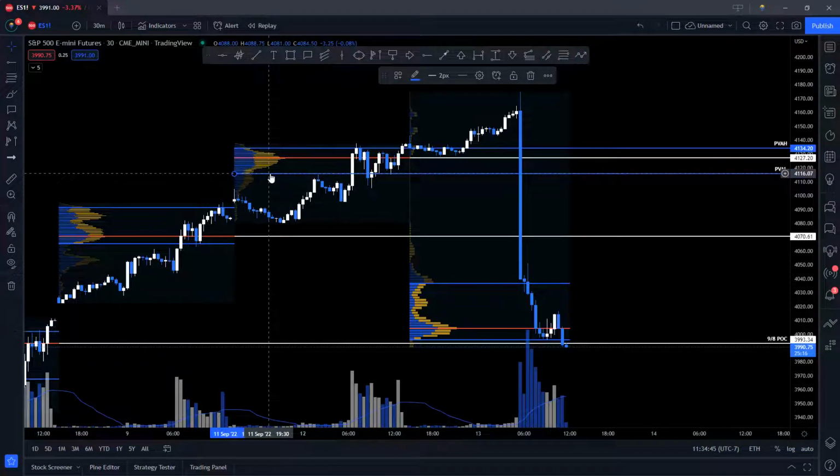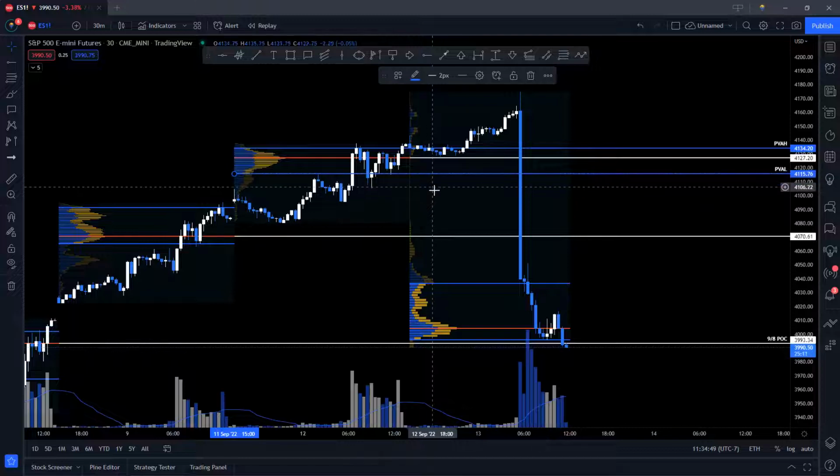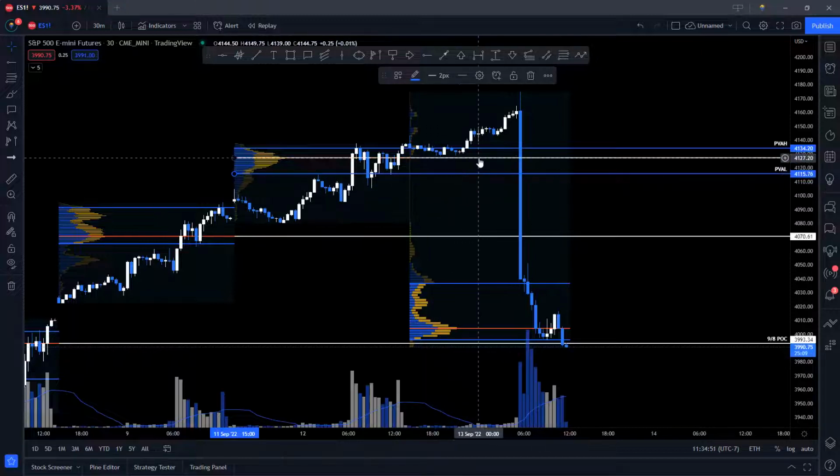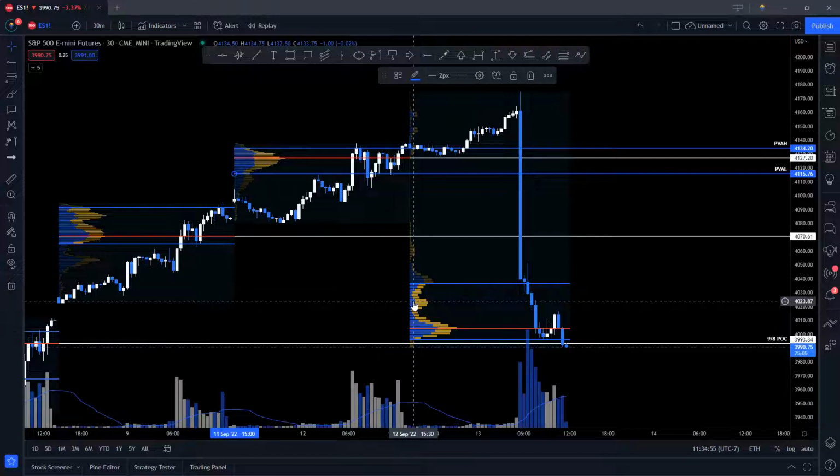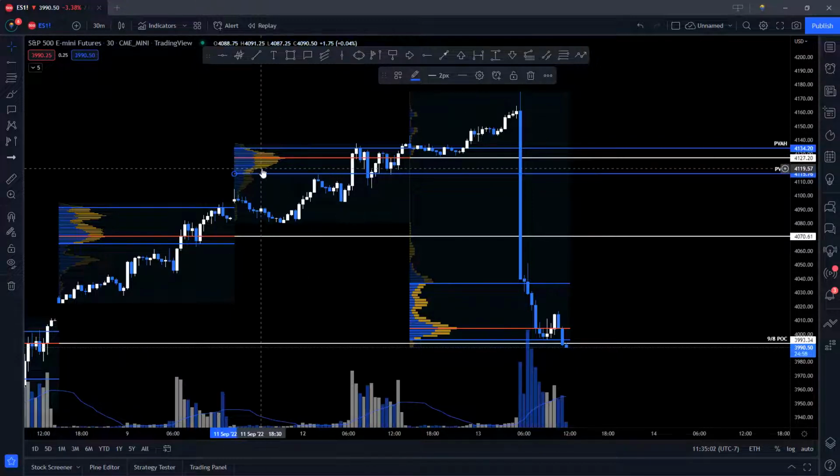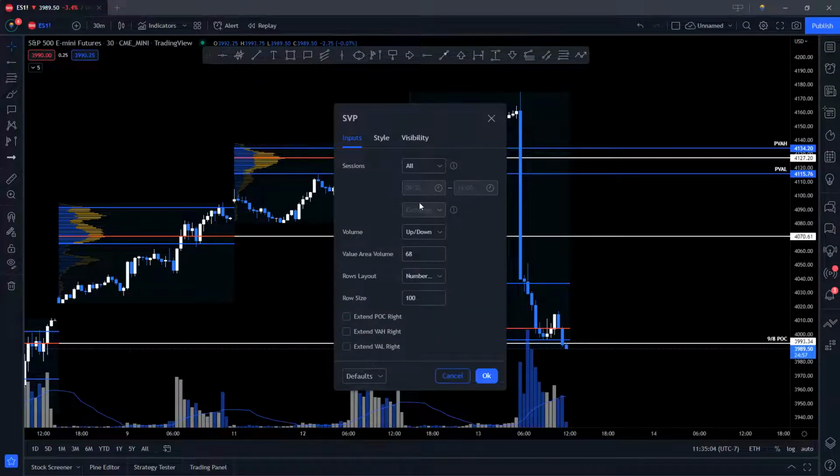If you open below the previous day's value area low and cross back above it, that's going to be very bullish. So just some things to look at. So this is basically, in a nutshell, how to use SVP.